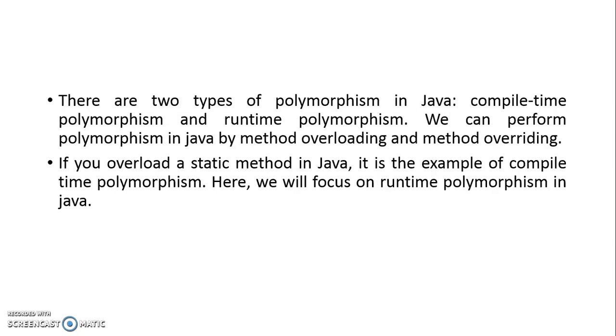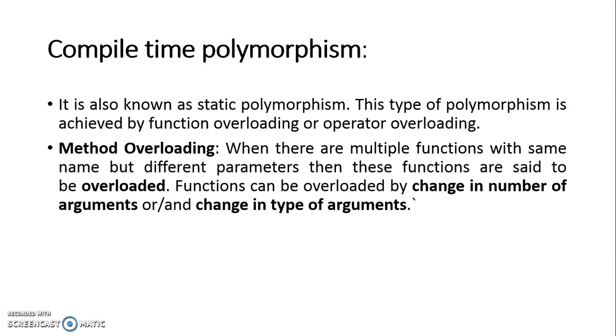There are two types of polymorphism, compile time and runtime. We can perform polymorphism in Java by method overloading and method overriding, which we already studied in the last video. If you overload a static method in Java, it is an example of compile time polymorphism. Here we will focus on all the concepts of polymorphism, static, runtime, and also operator overloading.